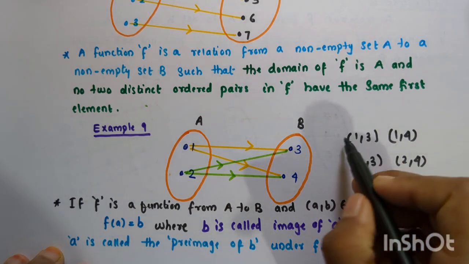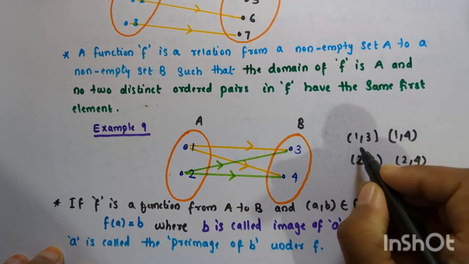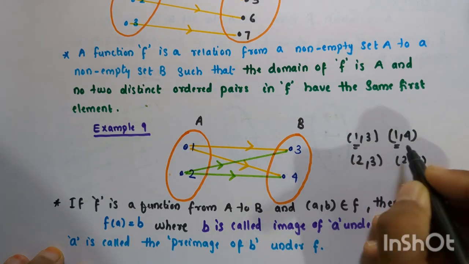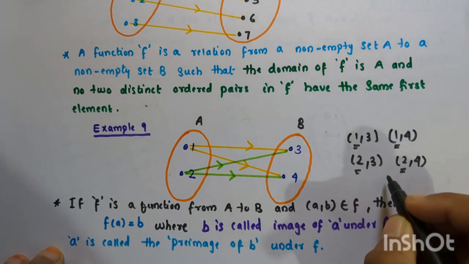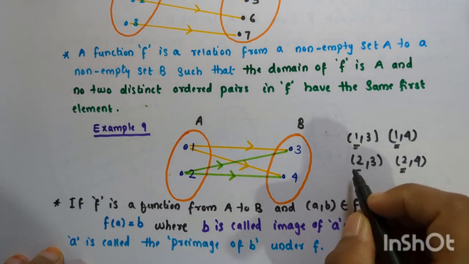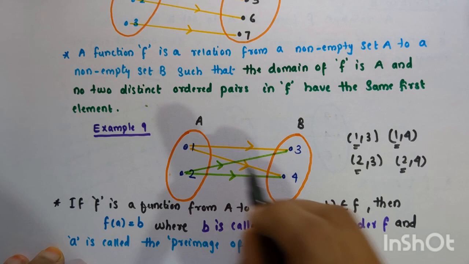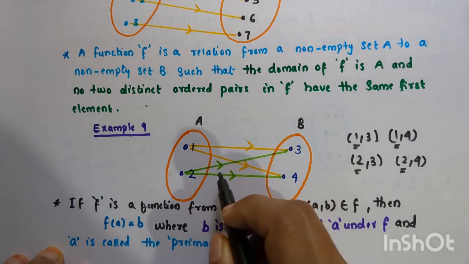So here you see, the first two ordered pairs have the same first element, 1. Similarly, the third one and fourth one have the same first element. That is not possible for a relation to be a function. So this relation is not a function.